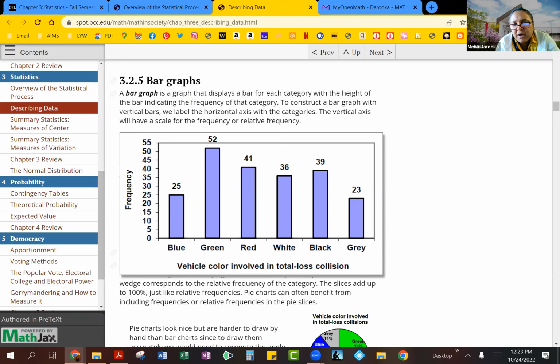So we know we're talking about vehicle colors, and that's what the x-axis is with the colors. And then the frequency, of course, is telling us how many of these vehicles were involved in the total loss collision. So you want to have labels, you want to have a title, and then you will see how on top of each bar they have also put the frequency number so that you can see, yeah, okay, there were 25 blue cars that were in the collision, right? There were 41 red cars that were involved in the collision.